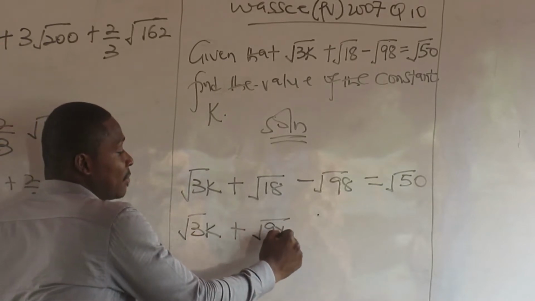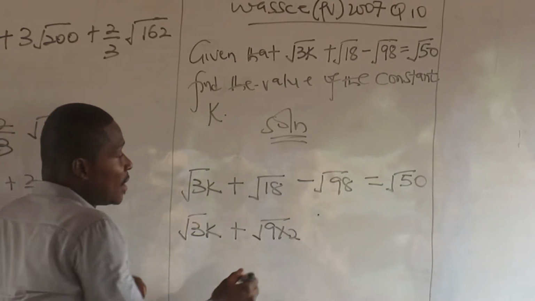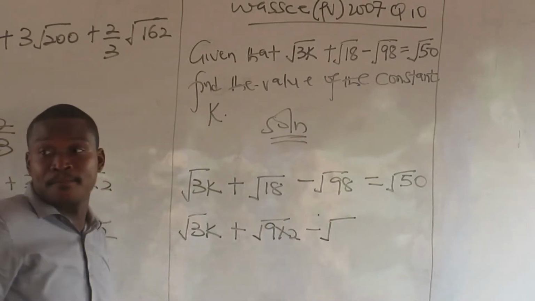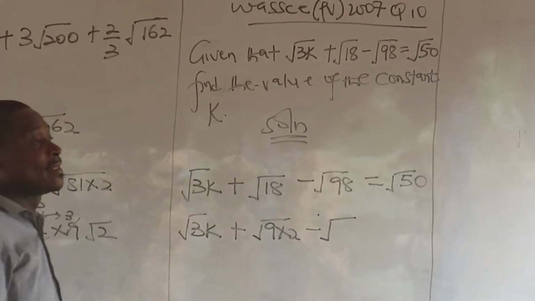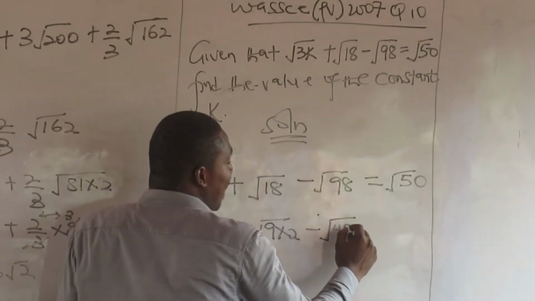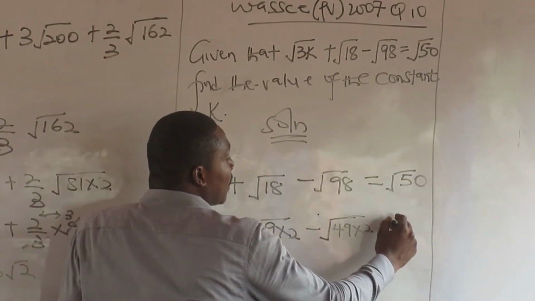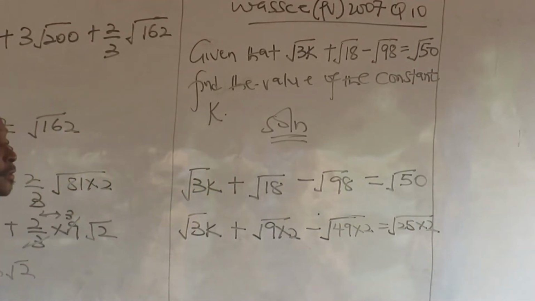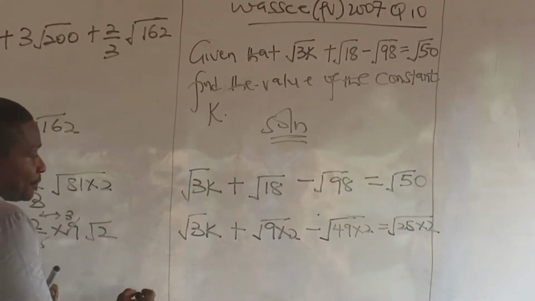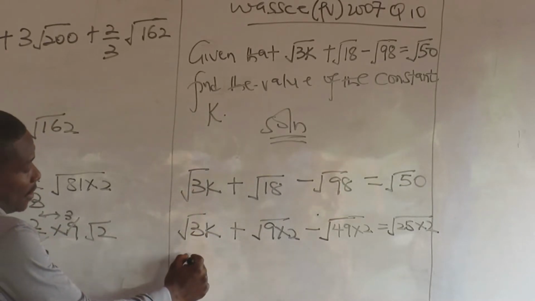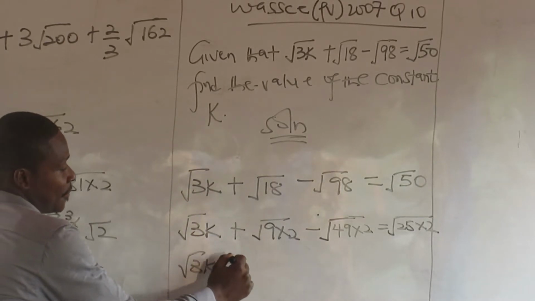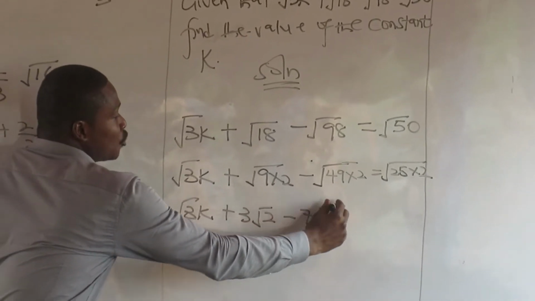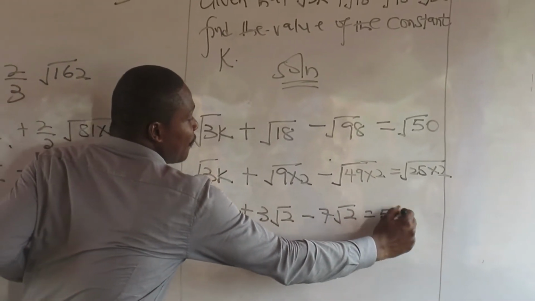Now this can be 9 times 2, the factors to be used. Now check root 98 for me, factors to be used for 98. 14 times 2. 49 times 2, thank you. And it is 25 times what? 2. Good. So I have root 3k plus 3 root 2 minus 7 root 2, 5 root 2.